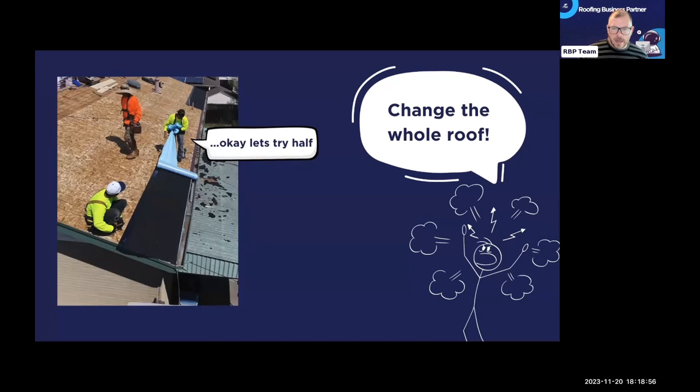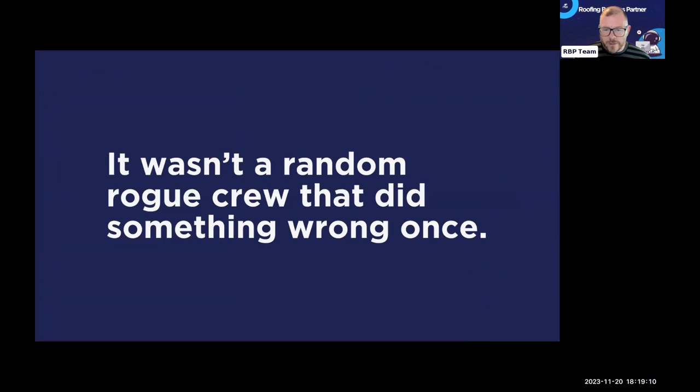This business owner was now in a place where he was trying to figure out how to get out of all these problems with his shirt on. He ultimately had to replace the entire roof because the customer was upset. And it wasn't just some rogue crew that did something wrong once. That's the excuse most contractors tell themselves when something like this happens, that some rogue crew did something bad to them. I want to give you a news flash: that isn't the truth. Here are the facts.